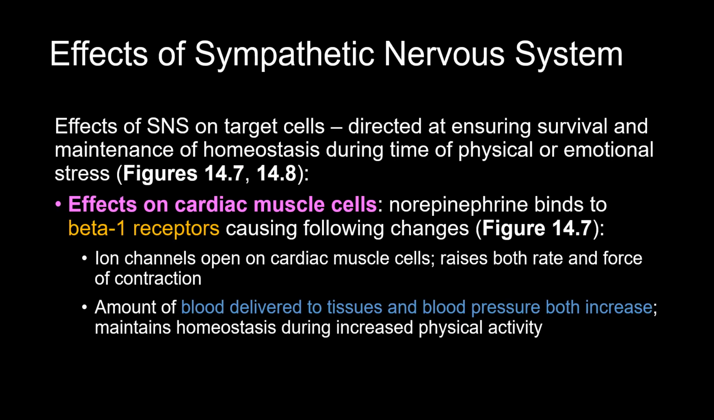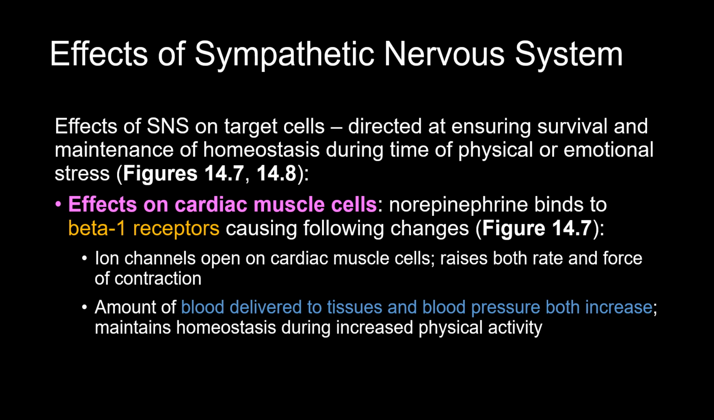Now, if we're talking about the effects of the sympathetic nervous system on its target cells, the easiest way to understand them is if you understand the system's most basic function. The sympathetic nervous system is entirely designed to ensure survival and maintain homeostasis during times of physical or emotional stress. So think about what happens to your body when you're running a race. Your heart beats faster and harder. You begin to sweat. Your blood pressure rises. There are many other changes. And much of this happens, although to a lesser degree, when you're nervous about a test or excited about an upcoming vacation.